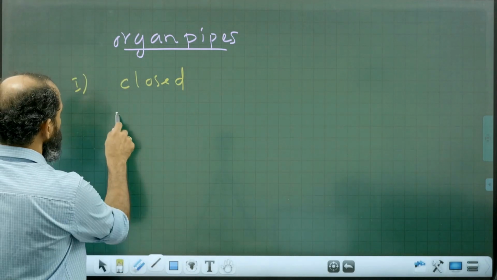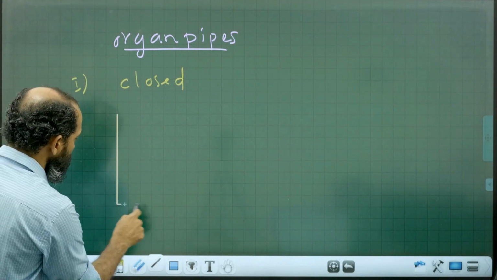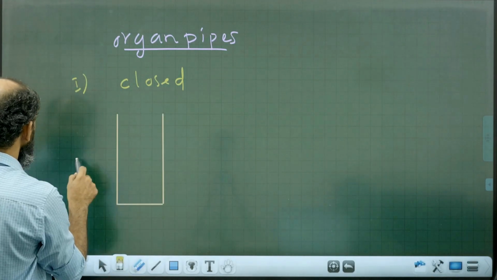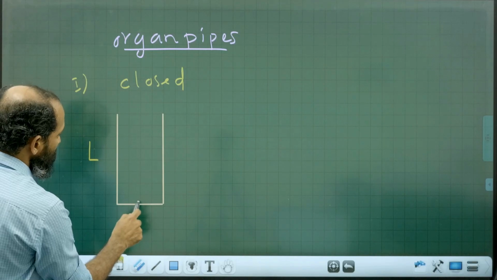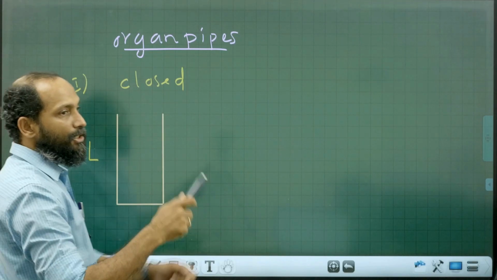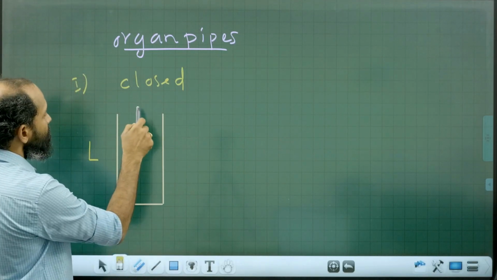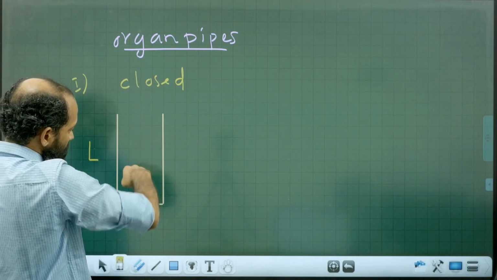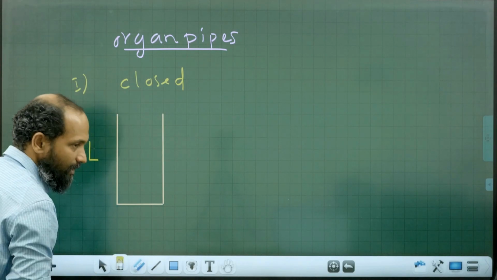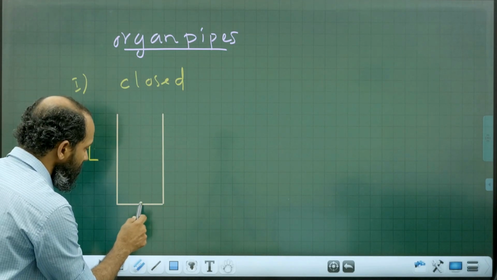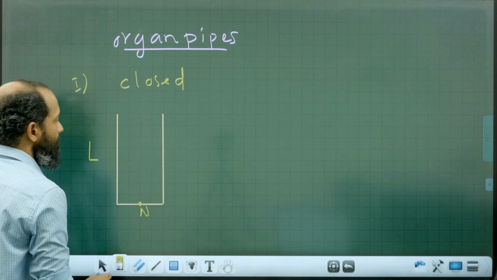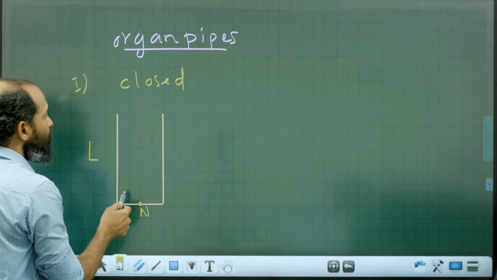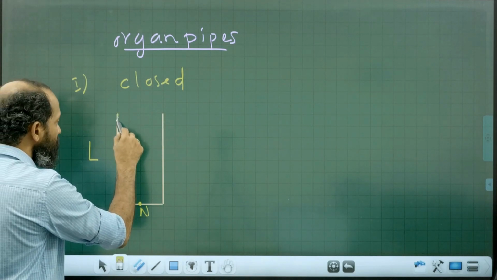If you choose a closed organ pipe like this, the closed organ pipe is of length L. You excite a tuning fork at the open mouth, then the longitudinal vibrations reach the bottom where there is a fixed and rigid end. There it reflects and forms a node. And the open mouth, as the density is less, is a rarer boundary, so it gets an antinode.